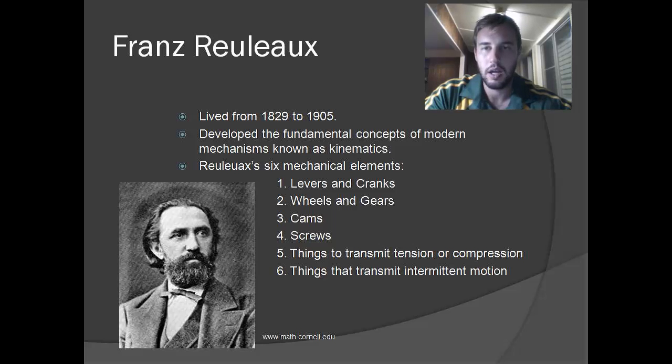Franz Reuleaux, considered the father of kinematics, was a German mechanical engineer who lived from 1829 to 1905. He developed the fundamental concepts of modern mechanisms known as kinematics during the late 19th century and expressed these through 6 mechanical elements. Reuleaux's 6 mechanical elements of machine design are used throughout modern day products and mechanisms. Reuleaux's 6 mechanical elements are levers and cranks, wheels and gears, cams, screws, things to transmit tension or compression, and finally, things that transmit intermittent motion.